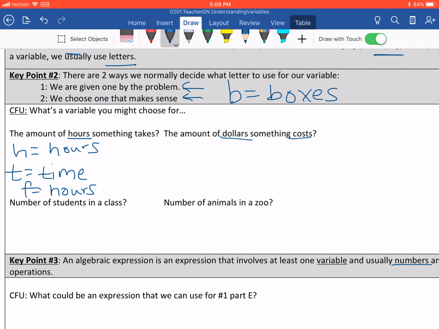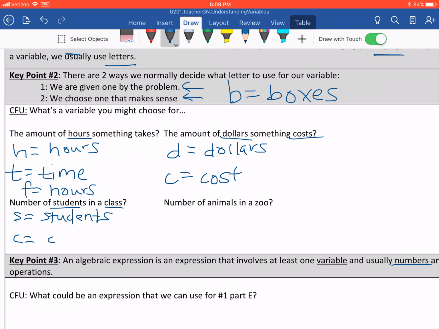The next one, the amount of dollars that something costs. I would probably say D for dollars, or maybe C for cost. For the number of students in a class, I might say S for students, or maybe I like to use C for class. Animals in a zoo, A for animals, maybe Z for zoo. So these are all good examples. Maybe you had some that are different.